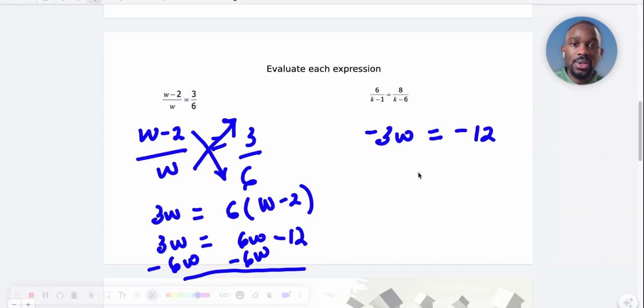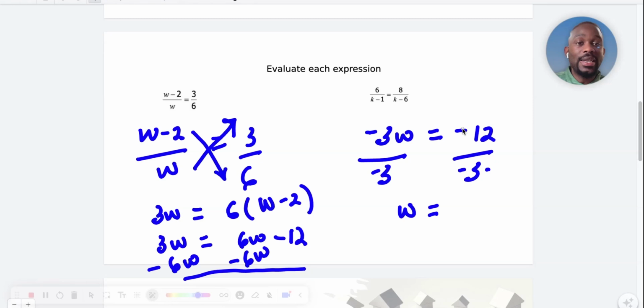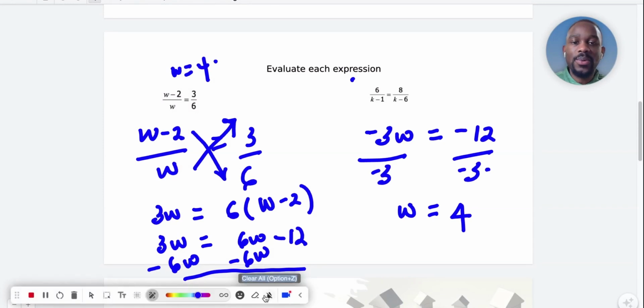So question, what is the coefficient of w here? It's negative 3. Not only 3, but negative 3. So meaning we divide both sides of the equation by the whole negative 3. This cancels with that. We'll be left with w being equal to, dividing a negative with a negative gives you a positive. So positive 4. So the value of w in this is 4. See? Very simple. Cross multiply, distribute, and then get the value of the unknown. And then finally, one last example.